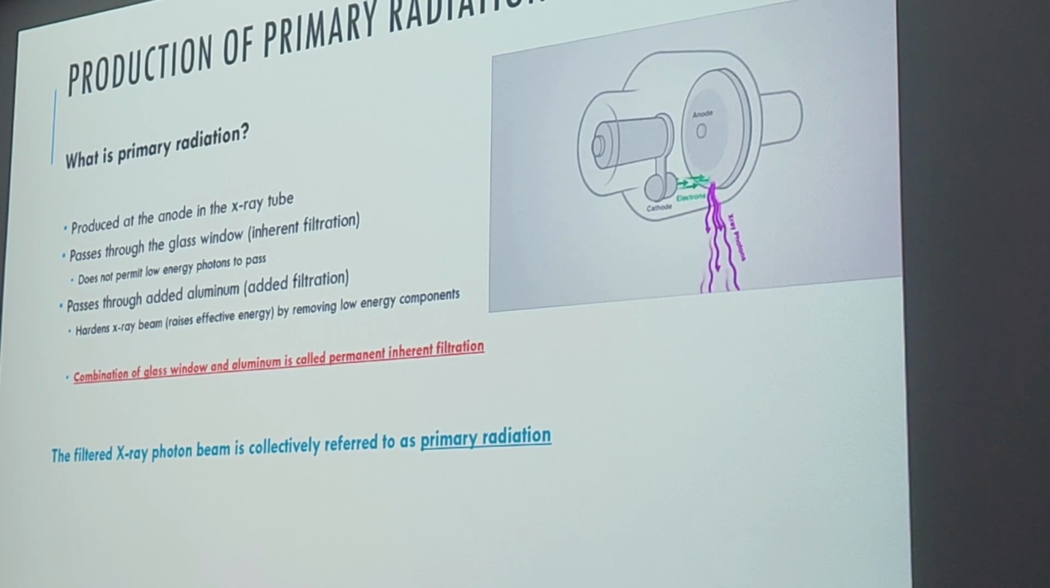So if I ask you a question, the combination of inherent and added filtration is known as what? Permanent inherent filtration. And then the filtered X-ray photon beam is collectively referred to as our primary radiation. Alright.